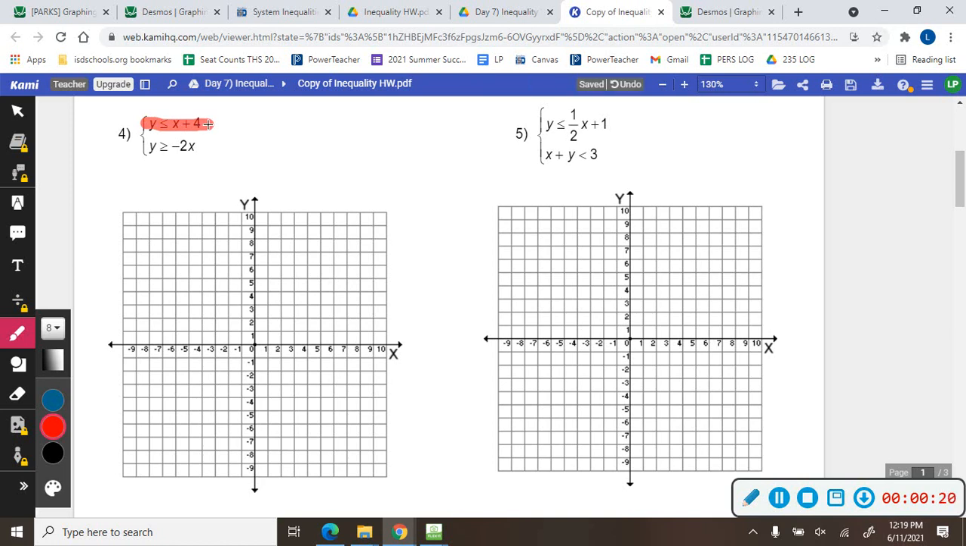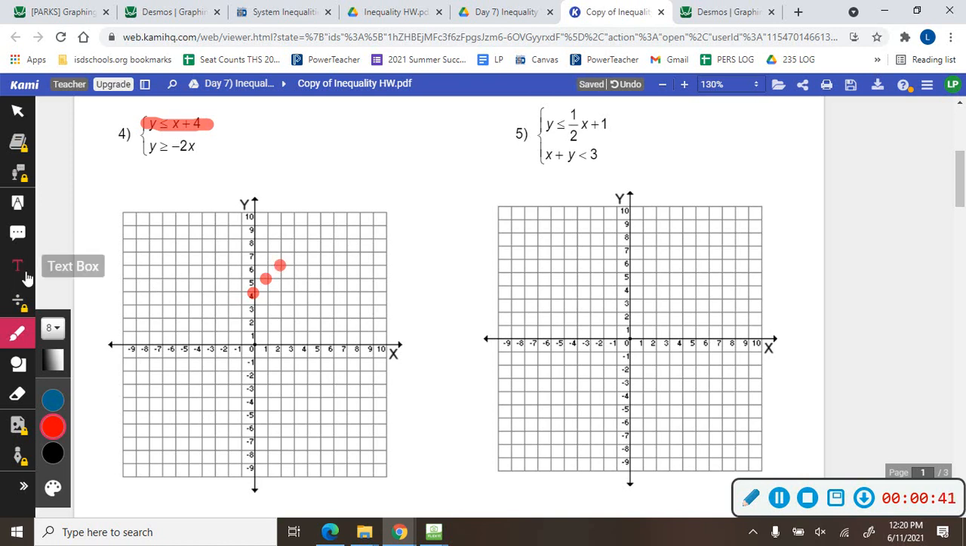And the first thing I know is that it starts at 4. 1, 2, 3, 4, because the y-intercept is 4. Now the slope's 1 over 1. So I go up 1 over 1, up 1 over 1.